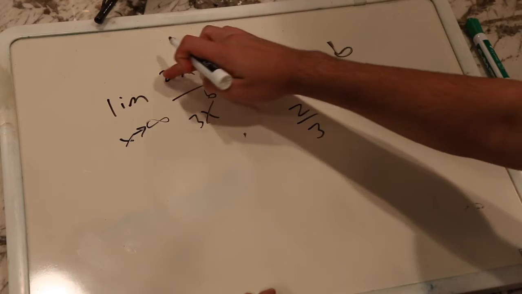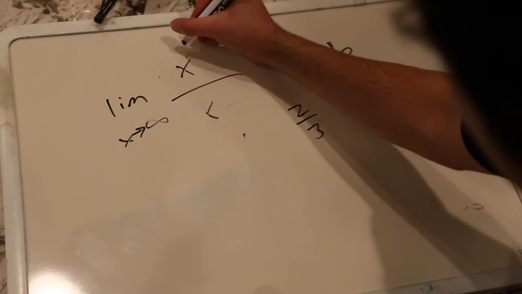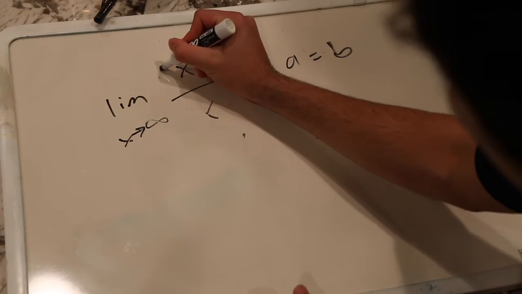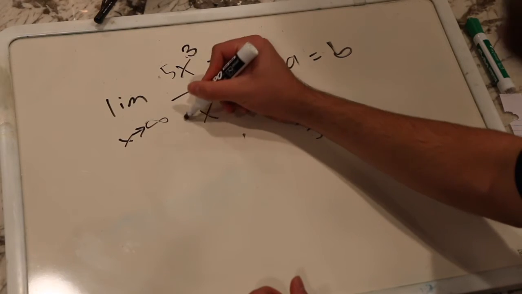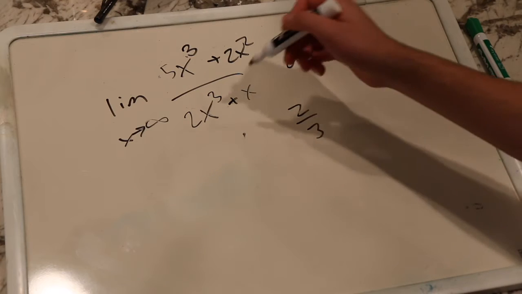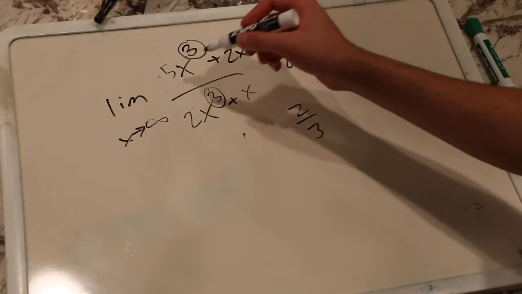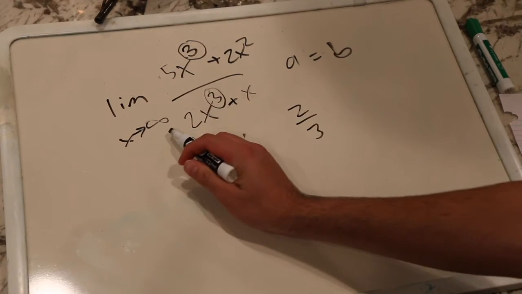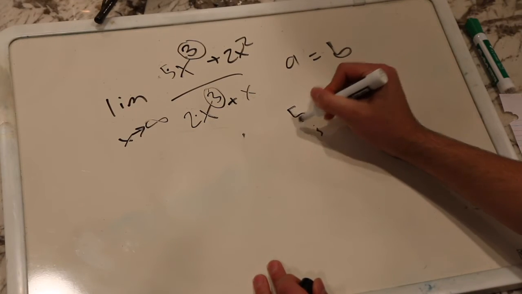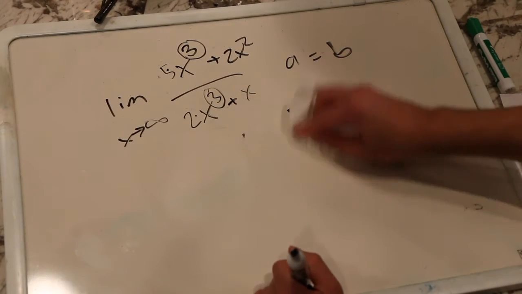Okay? And then let's make a problem up. So if this was x cubed plus 2x squared, for example, let's just say 5x cubed, and if this was 2x cubed plus x. We know that the largest degree in the numerator and the denominator are both 3. So we can see that here and here. Then we can just say that the limit as x approaches infinity of this is going to be 5 over 2. So in this instance, it would be 5 over 2. That's just a little tip to help you guys out on these problems to help speed it up.